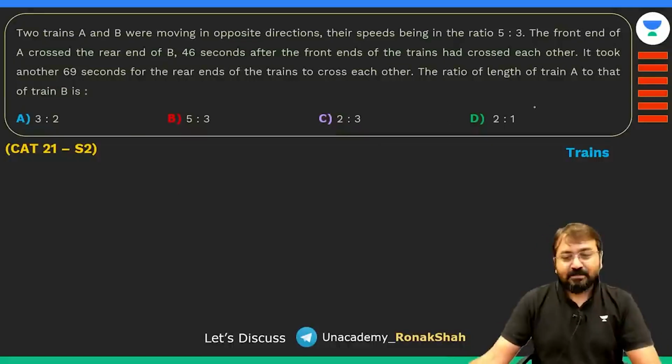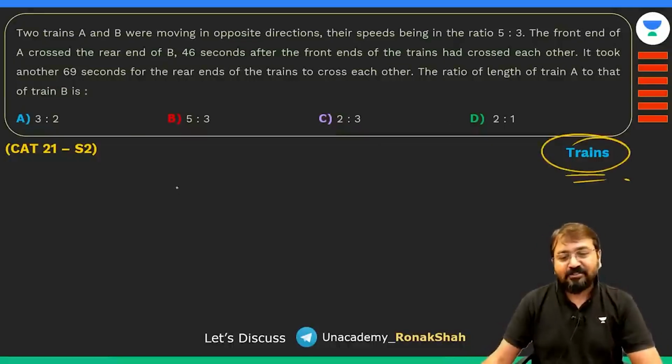Right, now let's look at some trains based questions. This is that fifth variety, and the last one is boats and stream questions. So let's look at this question.